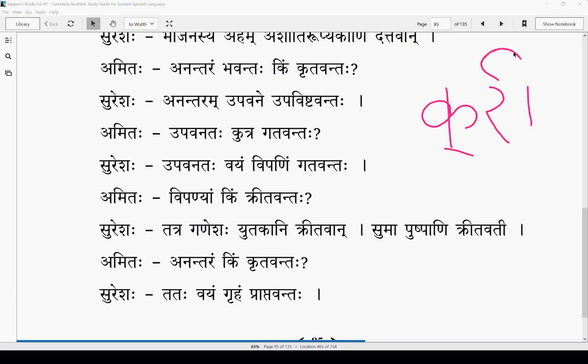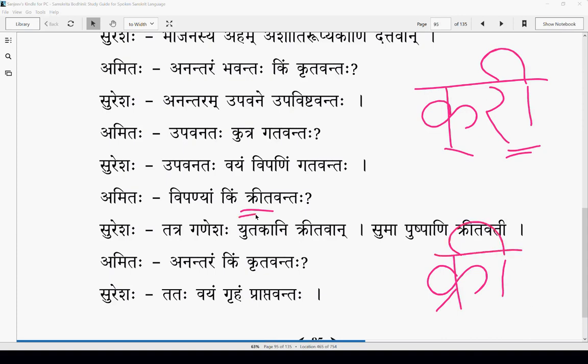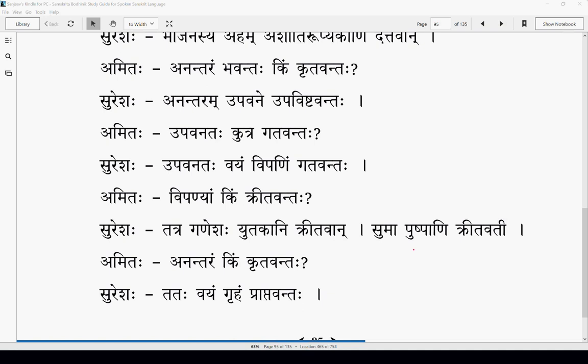Okay. This is kri, okay? There is no vowel r here. This is a simple r, kri. In the Devanagari, many times it is written like this. You can obviously write like this also, kri. But sometimes you see it like this. This is kri. Kritavantaha, what did you buy? Vipanyam kim kritavantaha? Tatra Ganesha yutakani kritavan. Yutakani, shirts. Suma pushpani kritavati.